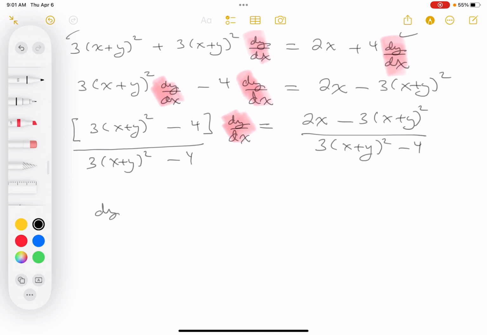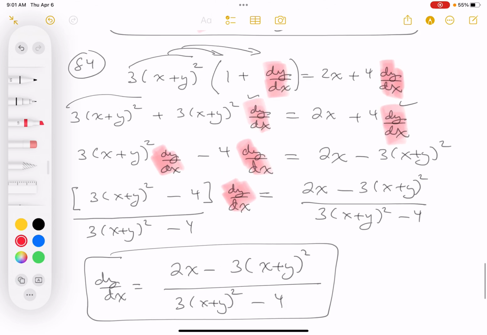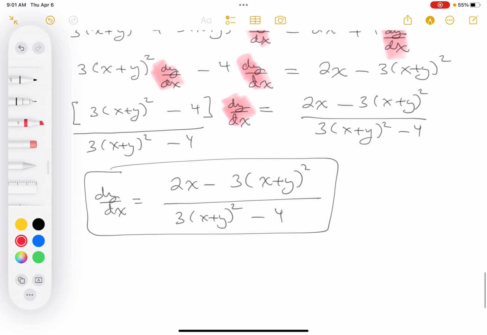You'll get dy/dx on the left side. And on the right side, you can get 2x minus 3(x plus y) squared. And on bottom, you get 3(x plus y) quantity squared minus 4. Put a box in this. I'm going to say that's what I got. And I'm going to look at the key. And what number are we doing over here? 84. Let's take a look at it.